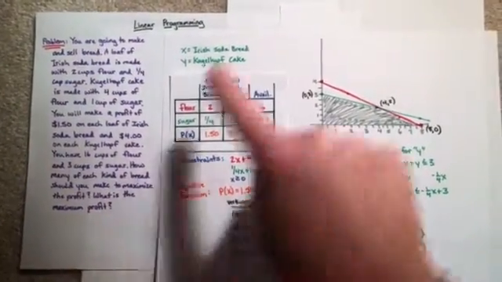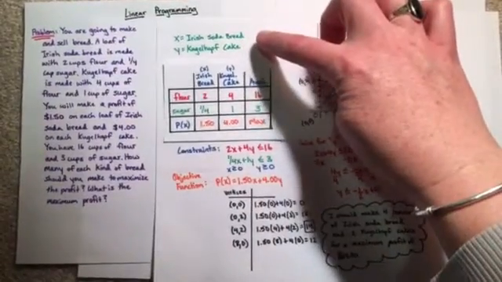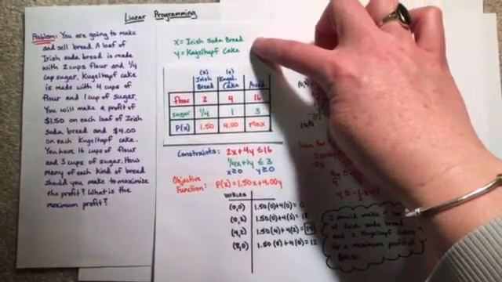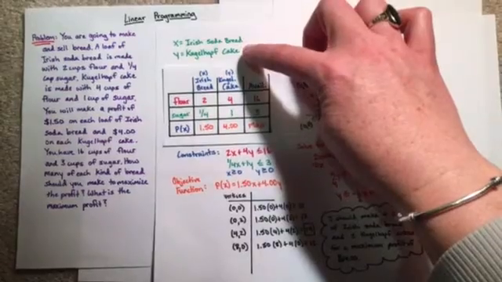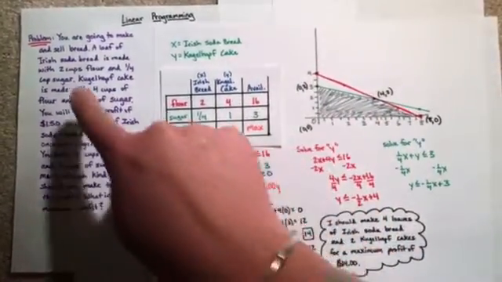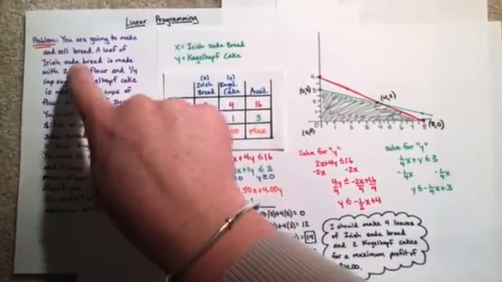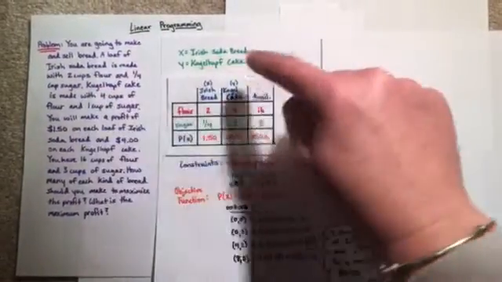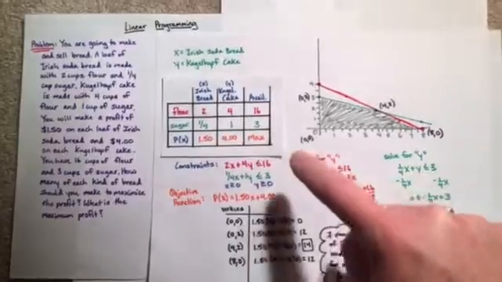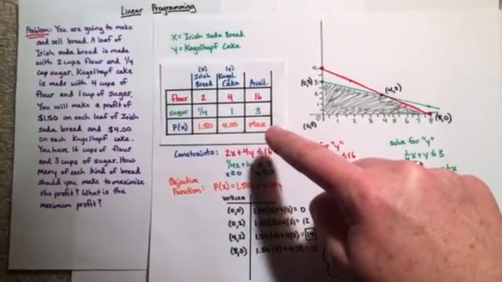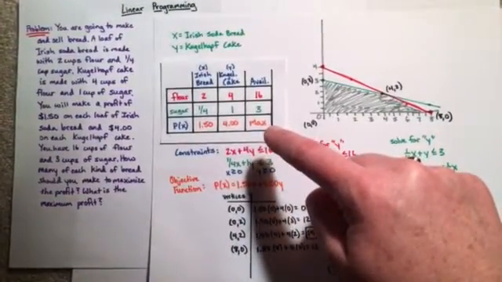So to start out, I went ahead and labeled my Irish soda bread as my X, and my Kugelhof cake as my Y. Simply put, Irish soda bread was given to me first, so I made that my X, and then Kugelhof was always mentioned second, so I made that my Y. And then I set up the table to organize all the information they gave me.